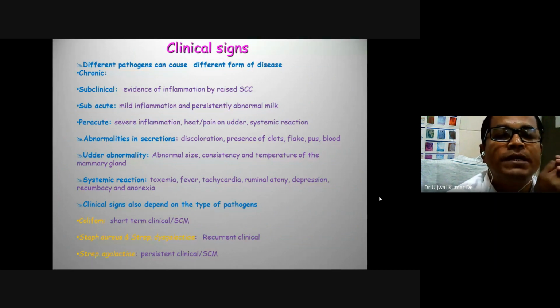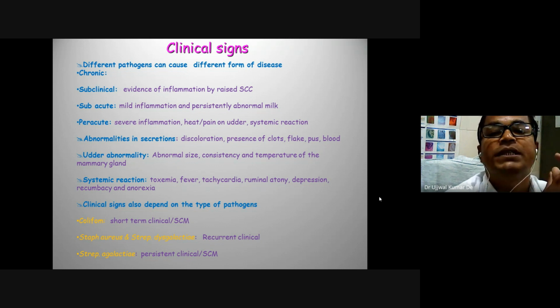So in case of subclinical mastitis, as I have already told, there will be no evidence of inflammation, no morphological changes of the udder, and no physiological changes of the udder. There is only an increased number of the somatic cell count. Somatic cell count. Now, what are the somatic cells?